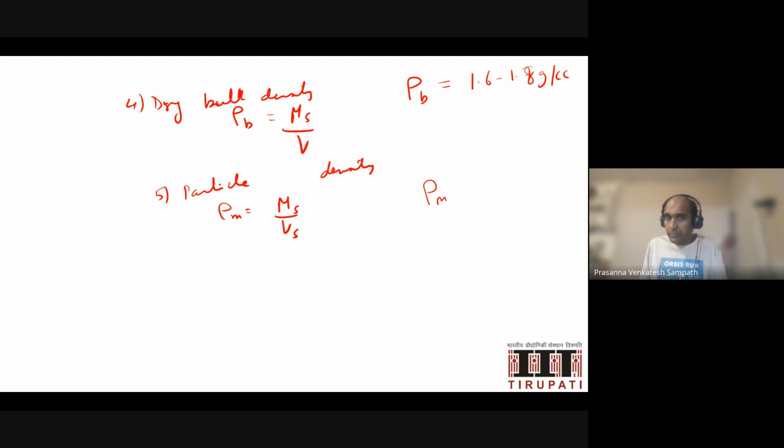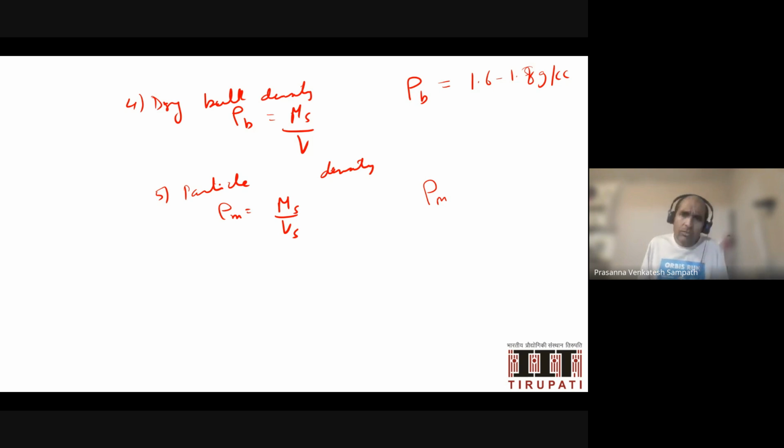With the definition, rho B, the dry bulk density, is the mass of solid divided by the total volume of the sample, and the particle density is the mass of solid divided by the volume of the soil alone. Obviously the numerator is the same in both cases. The denominator, for bulk density, is the total volume, and for the particle density, the volume occupied by the soil alone, which obviously will be less than the total volume. So if the denominator is smaller, then my number is going to be larger.